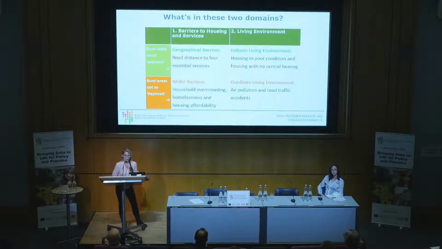So can we do anything with those 2 domains? Within those domains, you have 2 subdomains. So in barriers to housing and services, you have geographic barriers and wider barriers. And one of those is more relevant to rural areas and one is more relevant to urban areas, yet they're combined into one domain. So geographic barriers is essentially distance to services measured by distance. And wider barriers is housing overcrowding, which tends to be an urban issue, homelessness, also an urban issue.